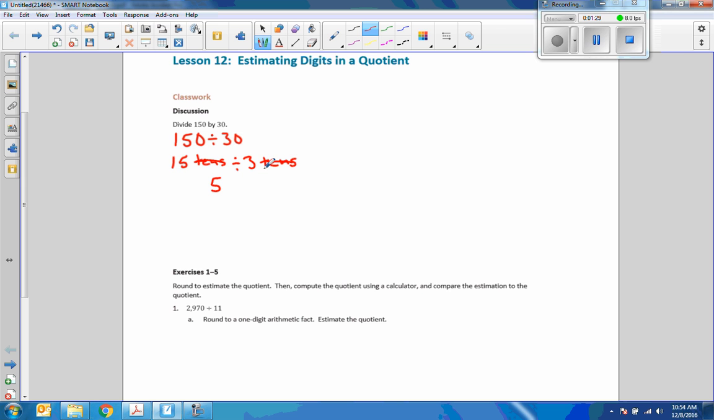And what we really did, instead of using the words tens, we could also do this. 150 divided by 30. And we could divide by 10, which would cancel out the zeros, showing it that way. And get the same.